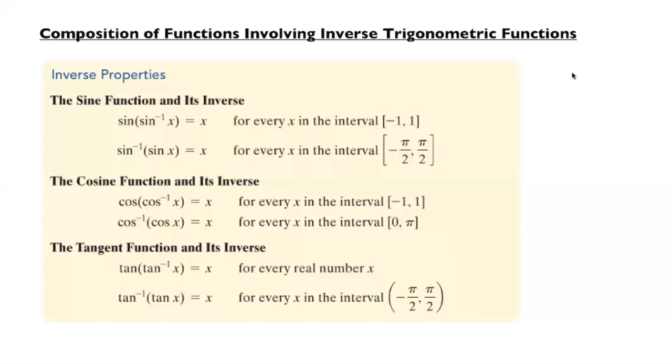Today we're going to look at compositions of functions involving inverse trig. Okay, so when we look at the sine function and its inverse, or the cosine function and its inverse, typically the relationship with inverses is that they undo each other. Now, what's kind of unique about these trig functions is remember that we've restricted the domain of the inverse function. So there's conditions as to when they actually can undo each other.